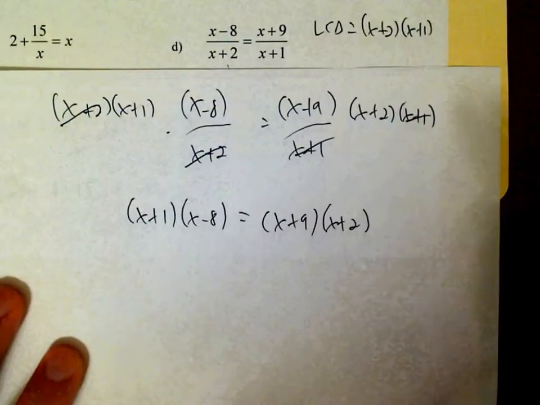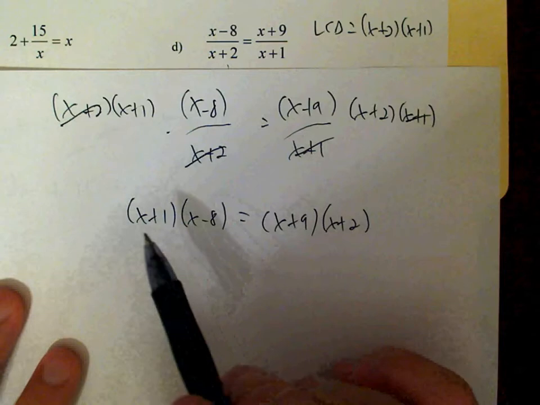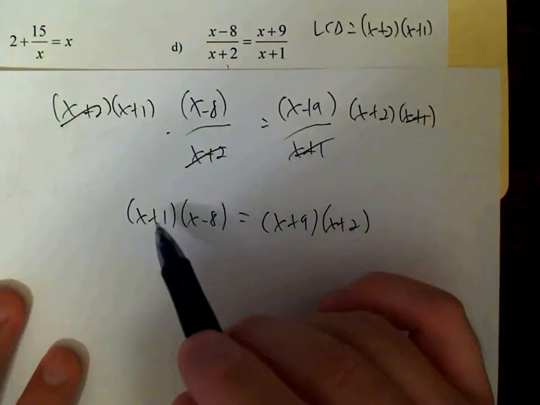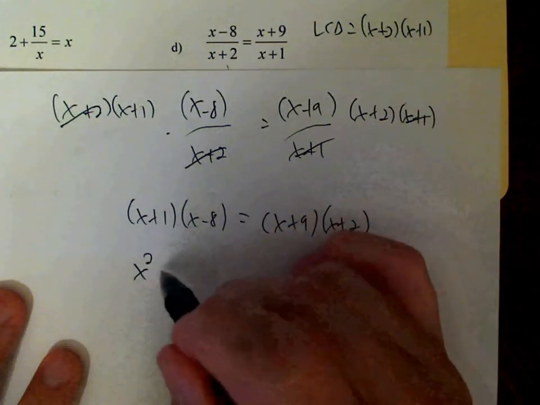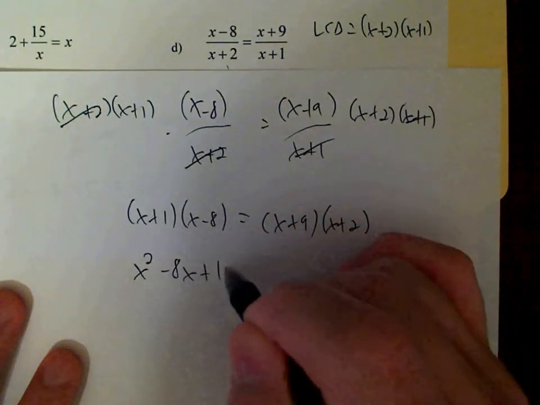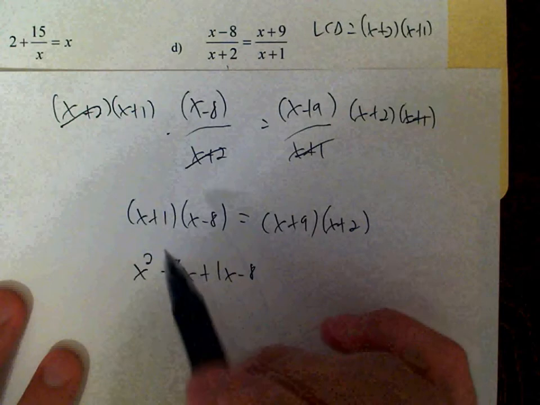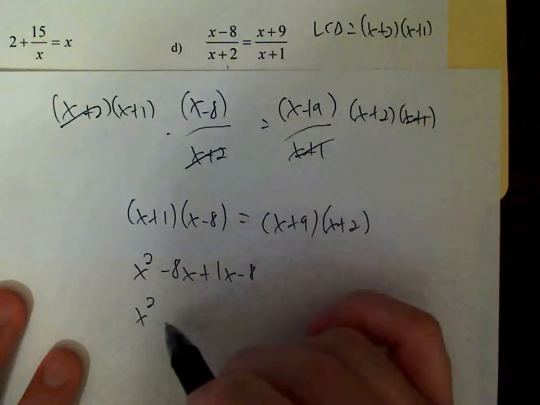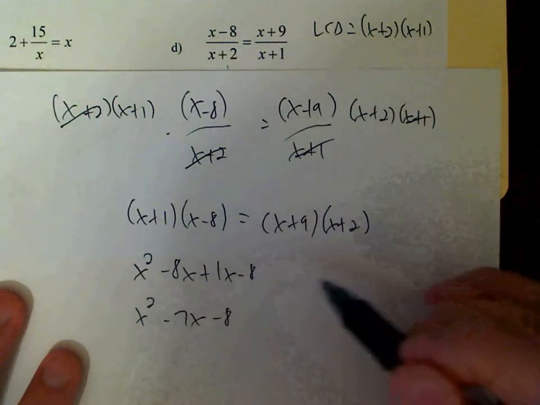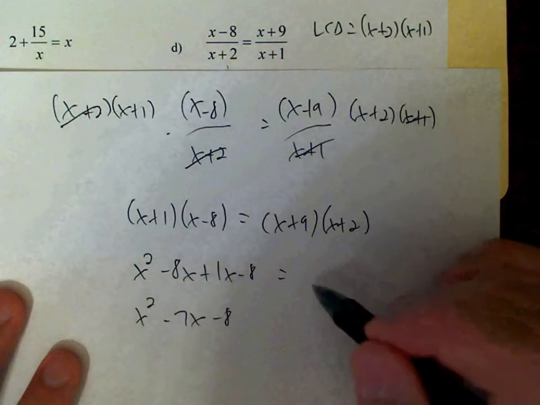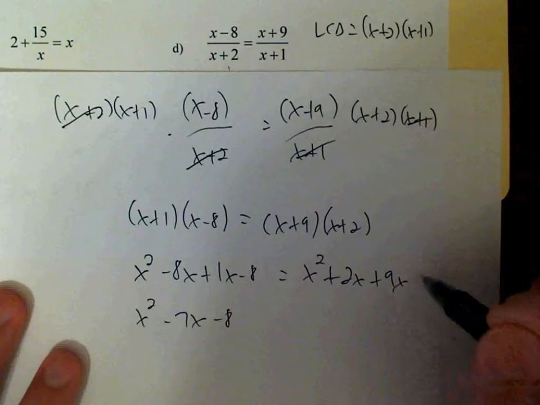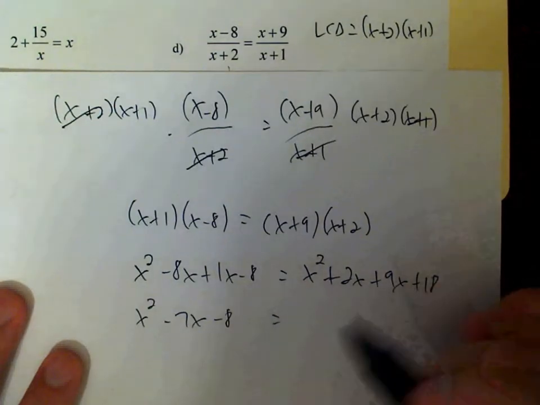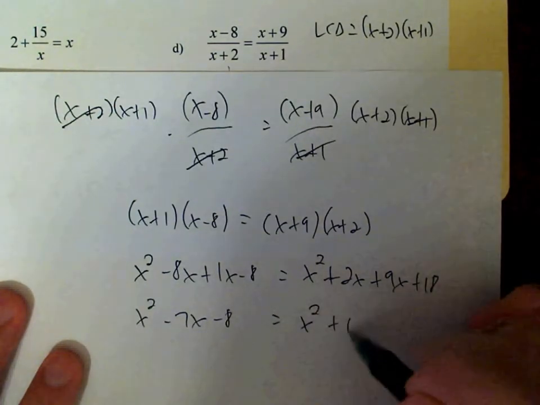What we're going to do is foil everything out on both sides. So it's foil x plus 1 times x minus 8, and we'll get x squared minus 8x plus 1x minus 8. Just stay on the left side. You get x squared minus 7x minus 8. Now let's foil the right side. You get x squared plus 2x plus 9x plus 18. Combine like terms, we get x squared plus 11x plus 18.